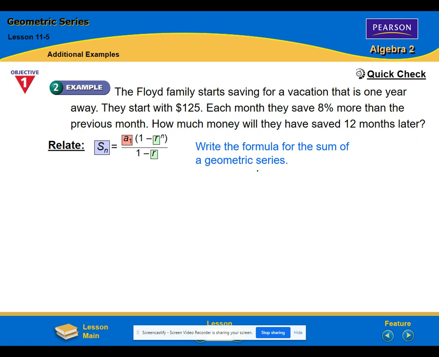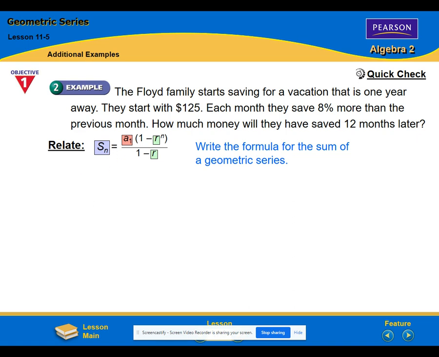Now, I like to put myself in the shoes of Mr. Floyd. And I sit the family down and I say, okay, family, we want to go on vacation, but right now we only have $125. But I have a plan. And we're going to start by saving 8%, and then 8% more than that each month. And then we'll see after 12 months how much money we have. Who's with me? I'm being funny. I don't know if that's coming through on the video.